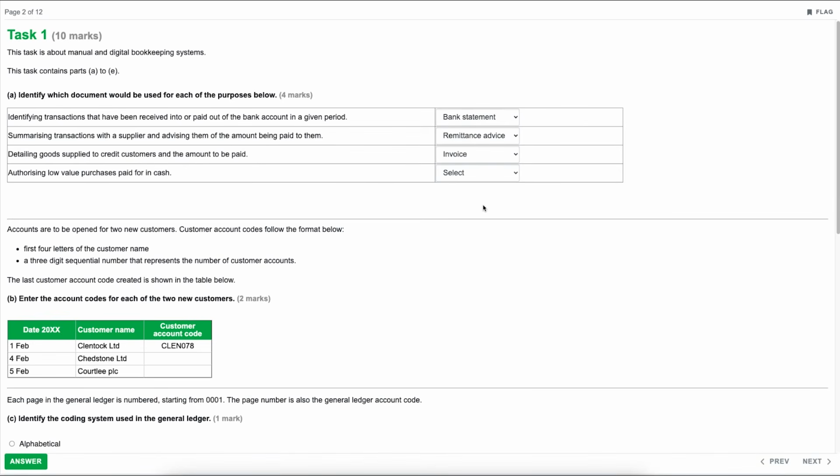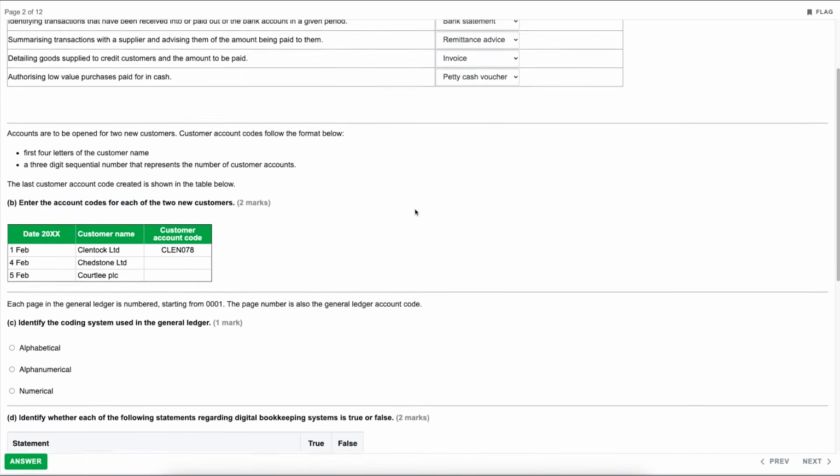And then the last one, authorising low value purchases paid for in cash, describes a petty cash voucher. Not something that all businesses would use, however, it is recommended just so that there's an audit trail or a way of keeping track of small cash payments that have been made, usually out of a petty cash tin. So that's part A done.